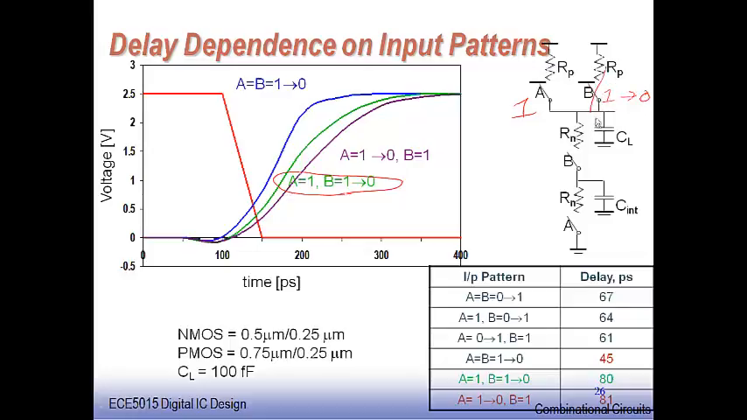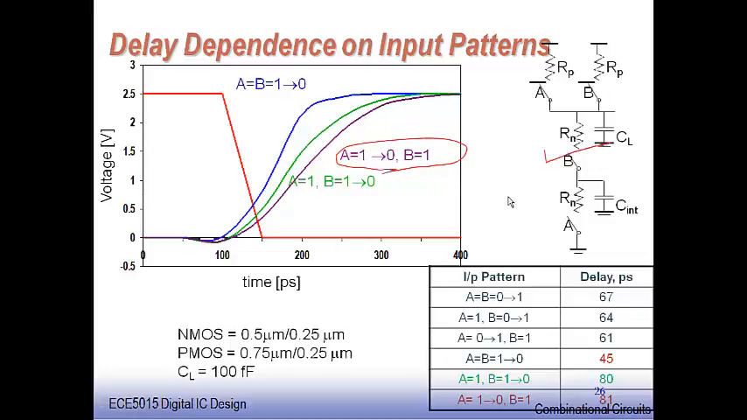Therefore, only B starts conducting. With A at 1, this would be on, whereas this would be off. So, the charging will happen only for the capacitive node CL. This CINT will not be charged because this device stays off. Therefore, I have lesser time taken, but since I am having only one path for the current to flow, I have a delayed version of this green line, what you see. Now we go for another case wherein A goes from 1 to 0 and B stays at constant 1.